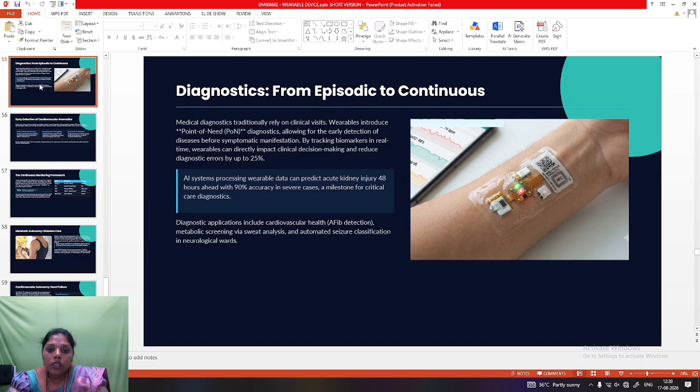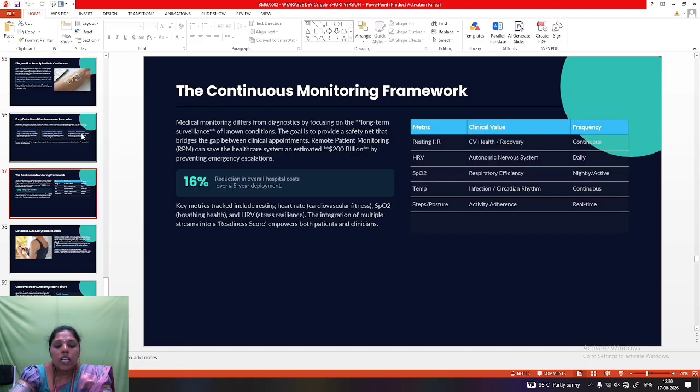Next topic, diagnosis from episodic to continuous. Traditional medical diagnosis relies on clinical visits. An AI system processing wearable data can predict acute kidney injury 48 hours ahead with 90% accuracy in severe cases, a milestone for critical care diagnosis. Next, the continuous monitoring framework means medical monitoring before diagnosis, focusing on long-term surveillance of known conditions. Remote patient monitoring saved the healthcare system an estimated $200 billion by preventing emergency admissions.